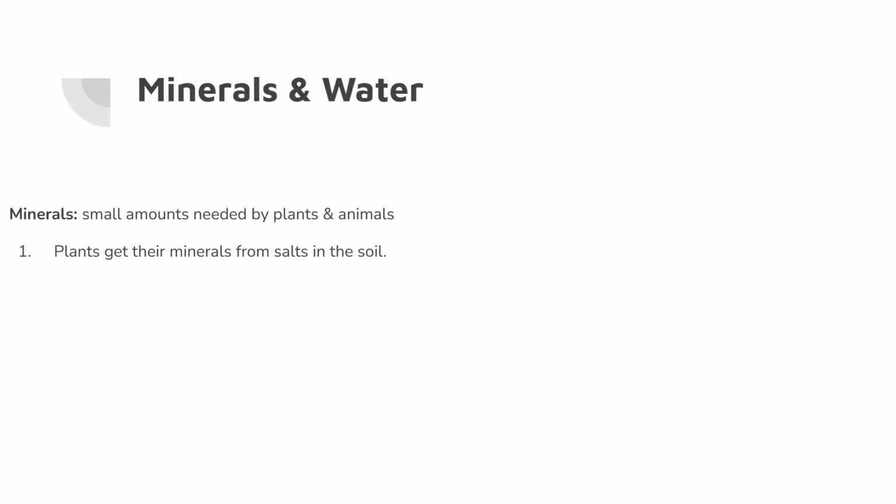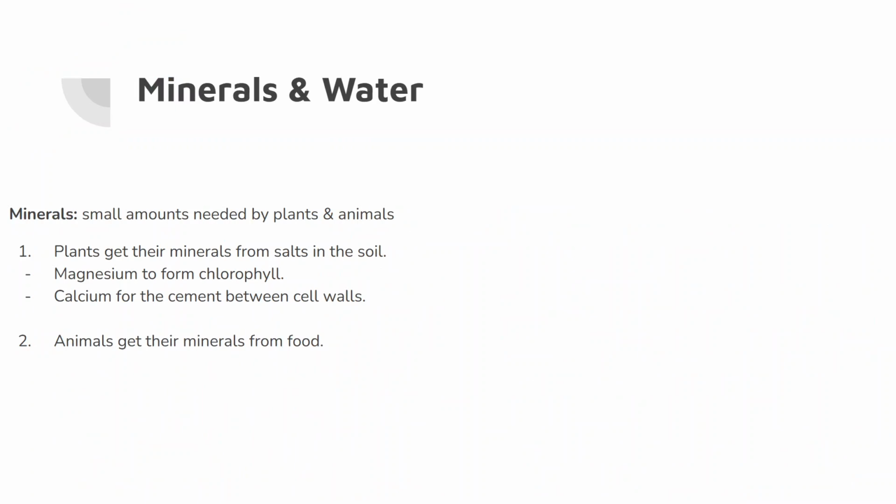Now, your minerals and water. We only need minerals in a small amount. Plants get their minerals from salts in the soil that they're growing in. They need magnesium to form chlorophyll, which basically helps them with photosynthesis, and they need calcium for the cement that joins cell walls together. Animals, we get our minerals from eating food.